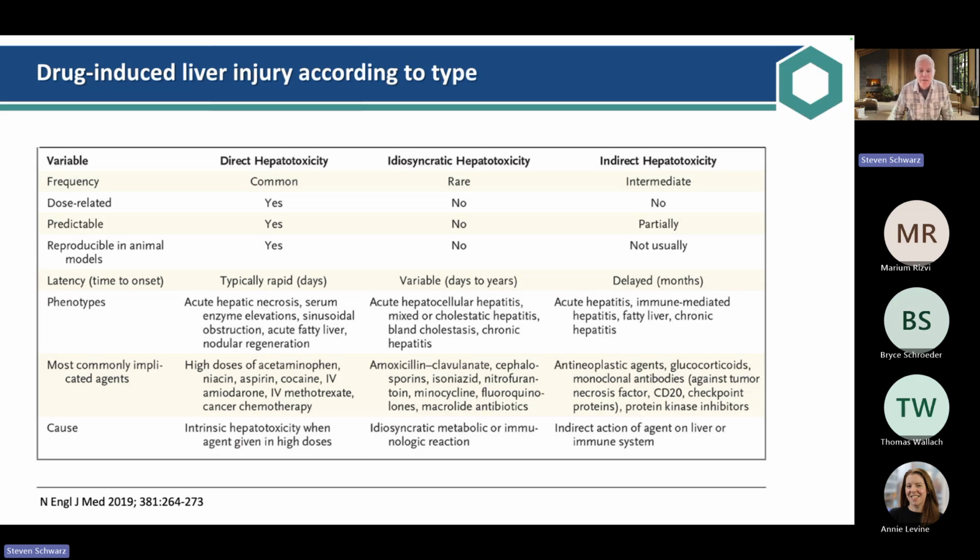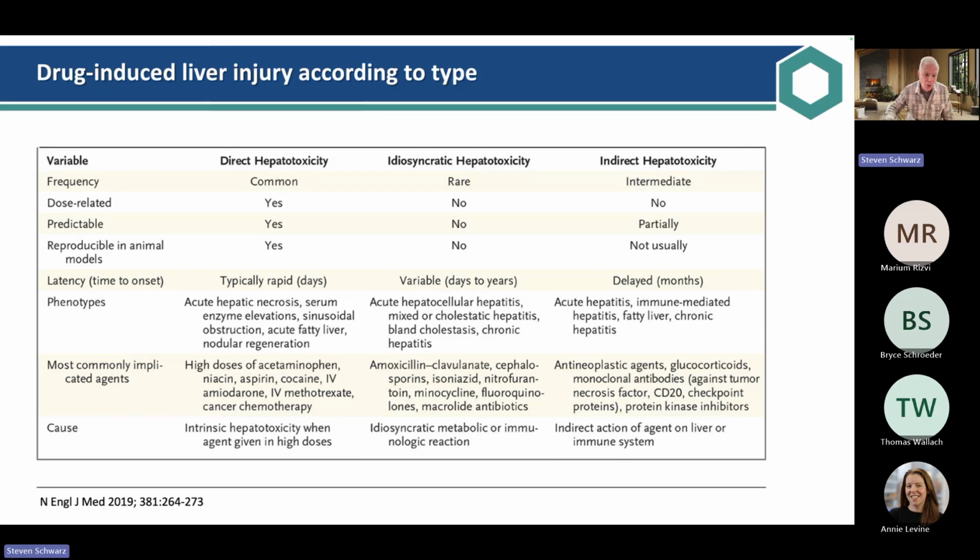So there are some characteristics of direct, idiosyncratic, and indirect hepatotoxicity. They're shown here. The most common cause is direct hepatotoxicity. That is, you give a drug, the drug itself is toxic to the liver. The time is rapid, usually within days, and the phenotypes include acute hepatic necrosis and acute fatty liver, the whole gamut caused by acute liver injury.